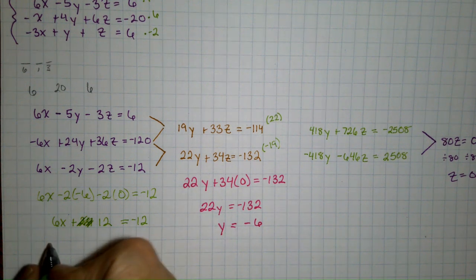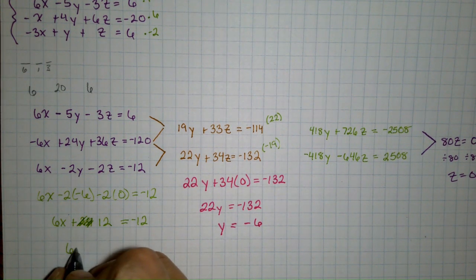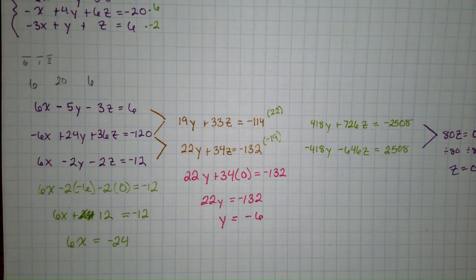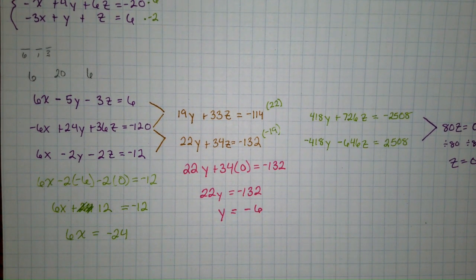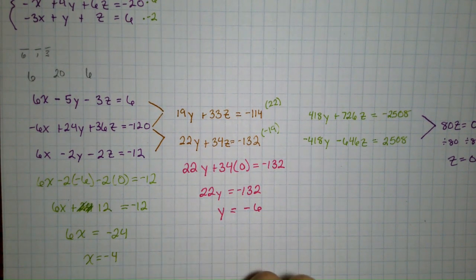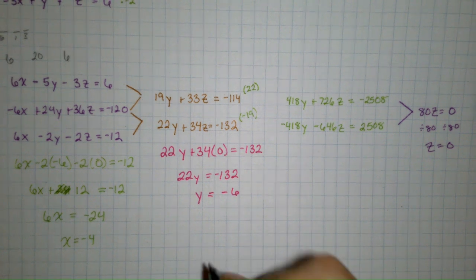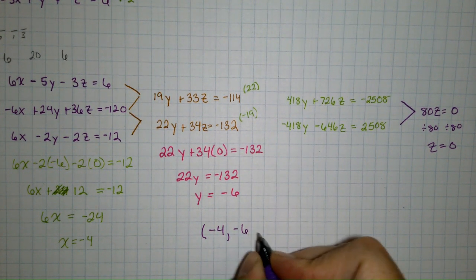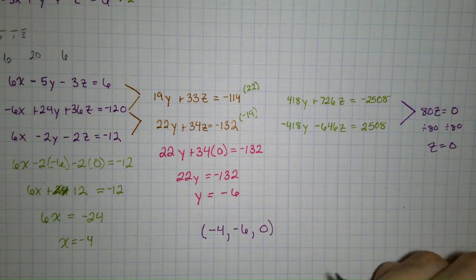Sorry about that. Now I'm going to subtract 12 from both sides, and that's where that negative 24 is coming in. Sometimes my brain works faster than my hand, or vice versa. Divide by 6. Now we have our latitude, our longitude, and our altitude. So x is negative 4, y is negative 6, z is 0.